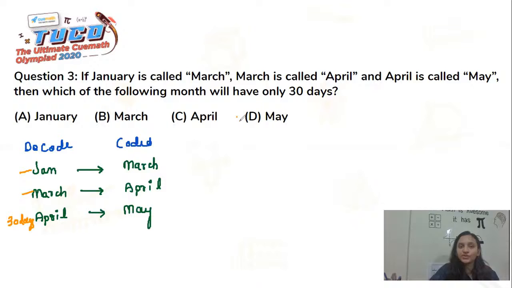So the answer to this question is option D, which is May, because the code for April is May, and April is the month wherein you have 30 days instead of 31 days. So the answer to this question becomes May.